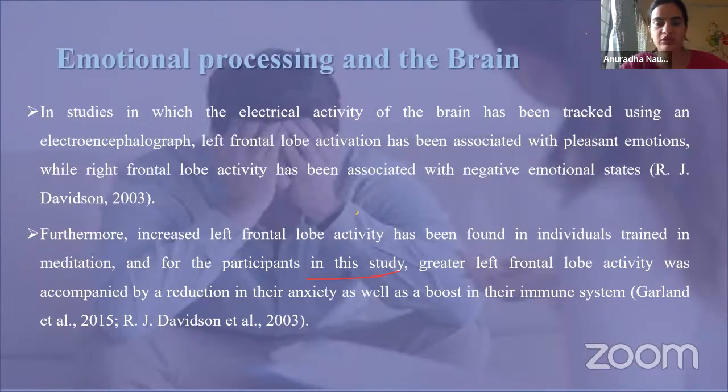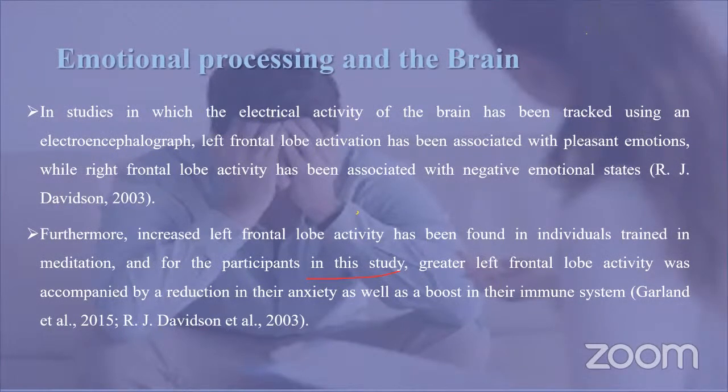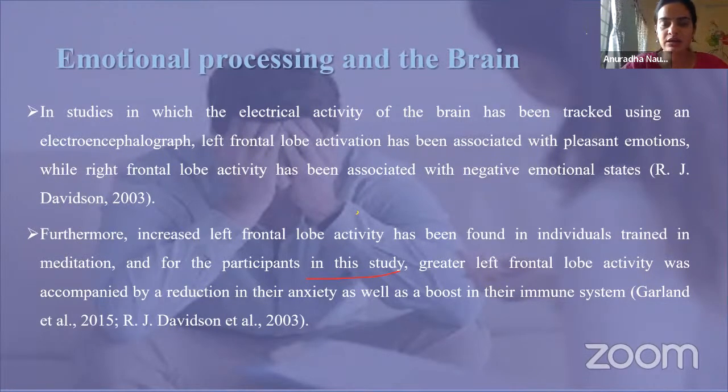So some studies were done on individuals who were trained in meditation, and it was found that greater left frontal lobe activity was accompanied. So left frontal lobe activity means more positive emotions, more pleasant emotions, more happy emotions. They were found much more in people who practice meditation, and it led to a reduction in their anxiety. The activity in the right frontal lobe was seen as decreasing. As well, there was a boost in their immune system.